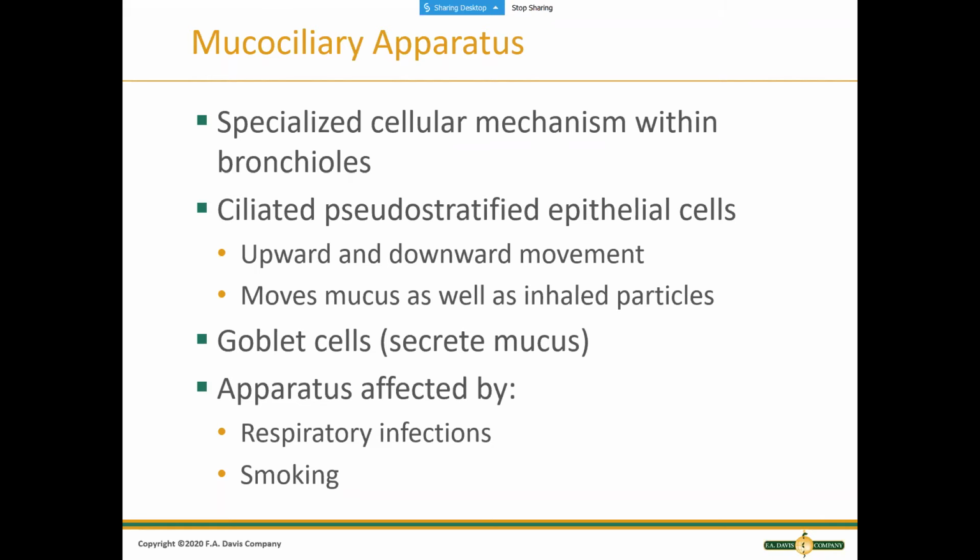The problem with smoking is it kills off those cilia. The cilia just start dying off, those cells, and so pretty soon you're not able to move that mucus up out of the deep recesses of your lungs. And so smokers have a very distinct smoker's cough, and it's hard to get that mucus up out of there.